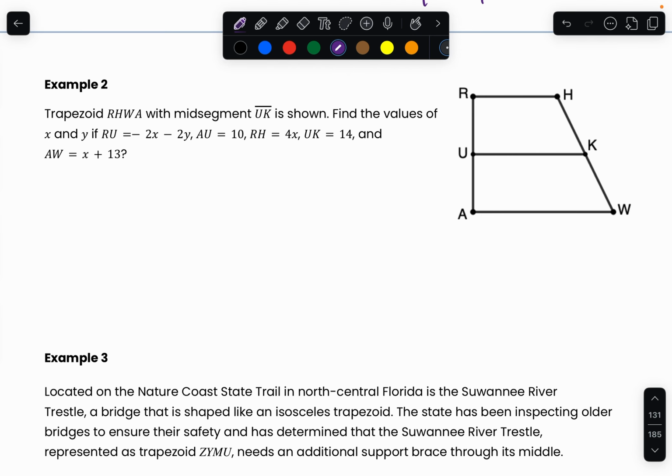Now a trapezoid with the mid-segment UK is shown. So we know this is the mid-segment, which means this is equal to this and this is equal to this. Now we're finding x and y if RU equals negative 2x minus 2y, if AU equals 10, if RH equals 4x, if UK equals 14, if AW equals x plus 13.